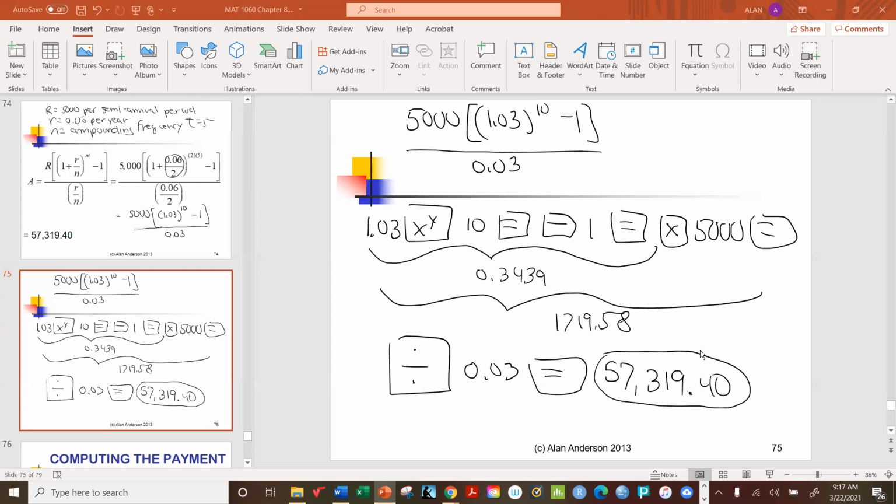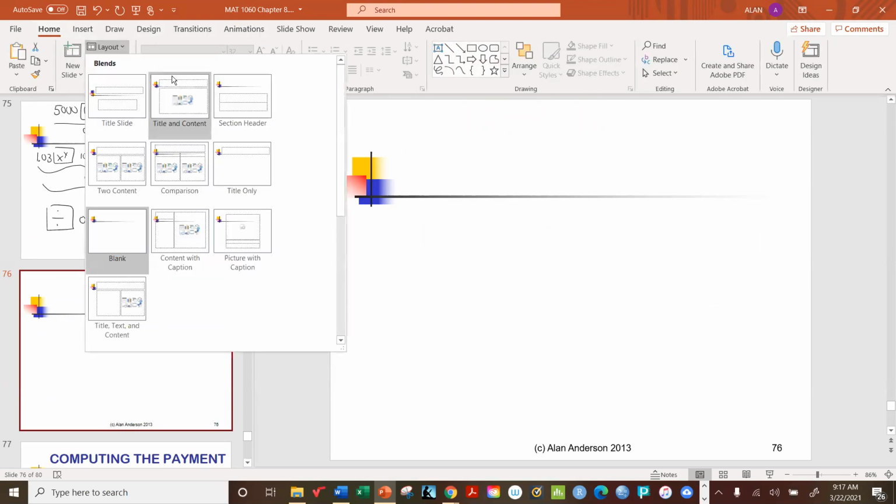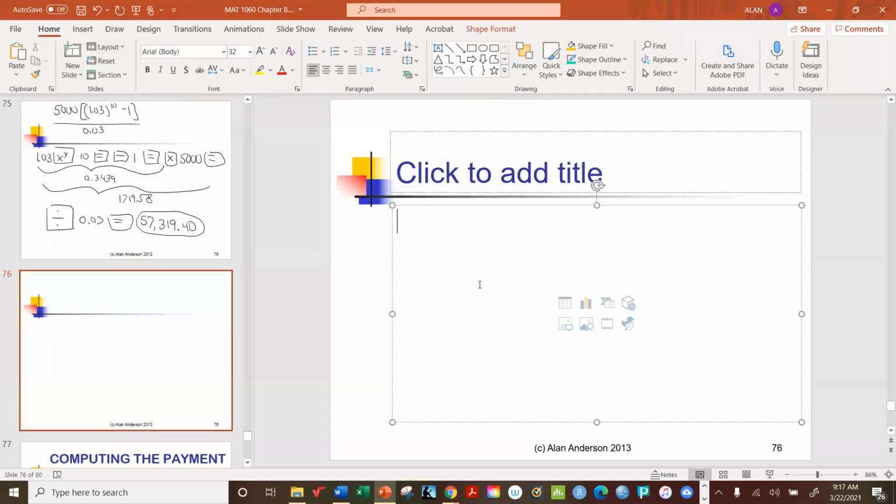All right, so let's try another one. These don't have to be lotteries, by the way. This could be anything. All right, let's try this one. But it could be a lottery. I'll give you a simple one first.